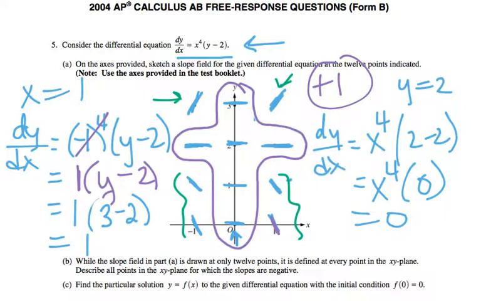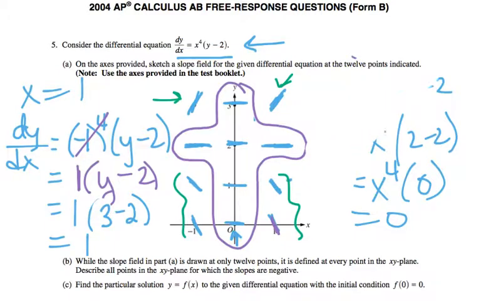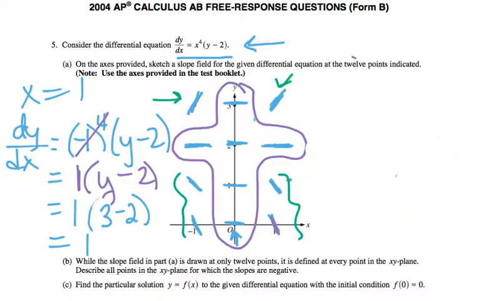Part B says, while the slope field drawn in part A is drawn at only 12 points, it's defined at every point in the xy plane. Describe all points in the xy plane for which the slopes are negative. So here we just need to describe what's going to produce a negative slope. So let's go back to thinking about what things looked like when we were plugging points in.